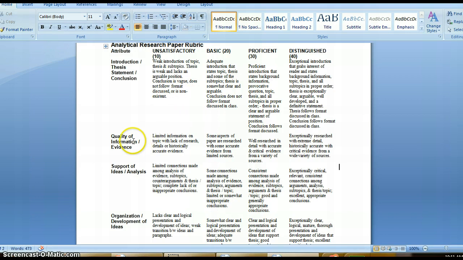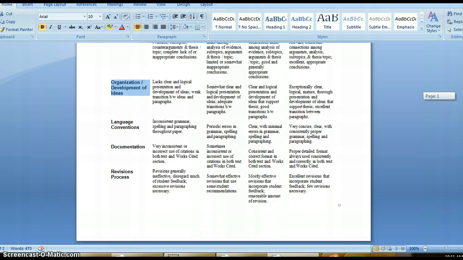Okay? The biggest piece that you need to look at is right here. That's where people lose the most points. So your information and evidence, your analysis, and your organization and development of ideas. Again, if you look down here, this should be so simple to get 80 points on, because you can look up the documentation part, okay?